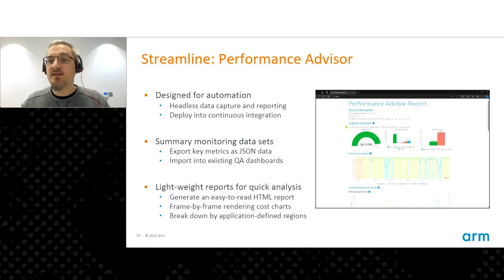There are two outputs from this. One is JSON data, so you can import it into a NoSQL database for dashboard reporting, so your QA team can just take the data and plot it and track trends. Or you can get these web-based HTML reports where you can just publish them to your team's internal microsite and get a report every night for each test device you care about.